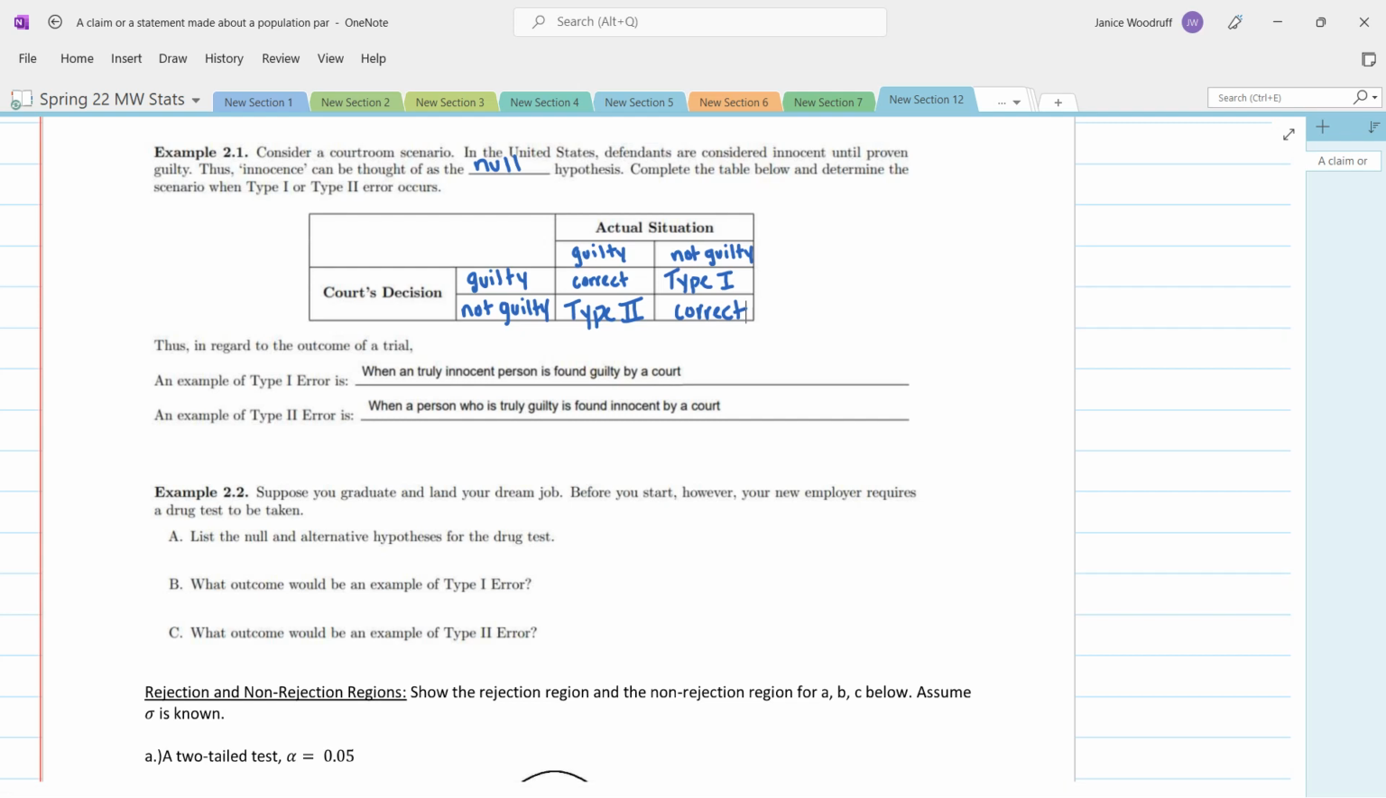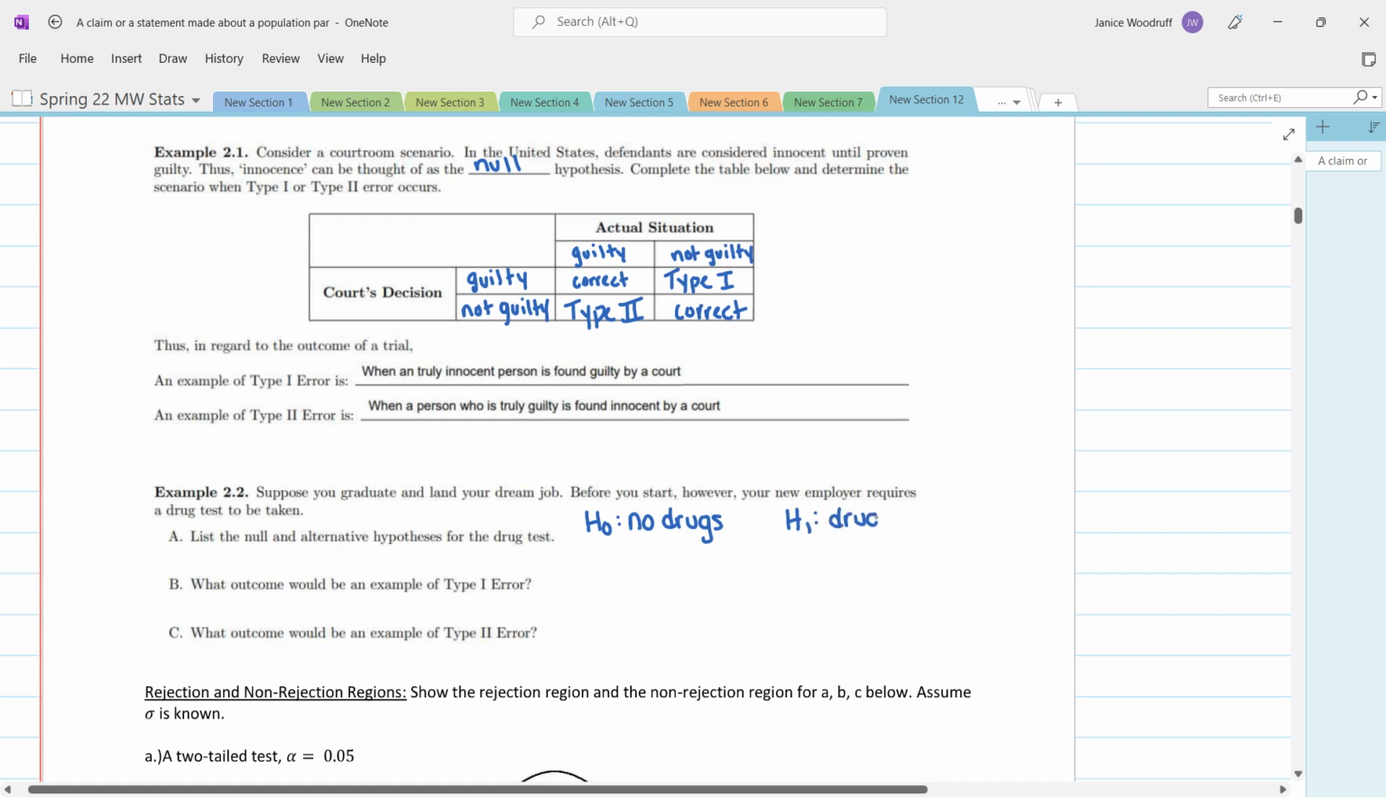Okay, let's look at another example. Hopefully this first example is not really a personal example to you, but maybe the next one might be a little bit more. Suppose you graduate and land your dream job. Before you start, you have to take a drug test. So what could happen? You either have drugs in your system or you don't. So let's make the null hypothesis: we're going to assume that you don't do drugs. So the null hypothesis is there are no drugs in your system. The alternative hypothesis is there are drugs in your system.